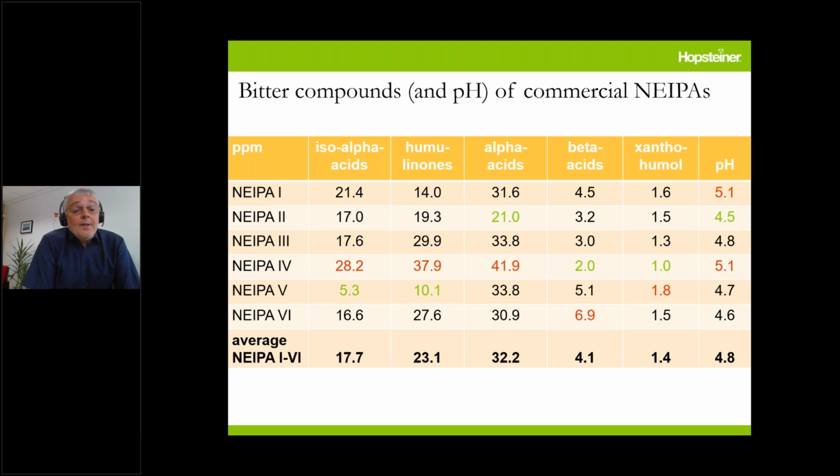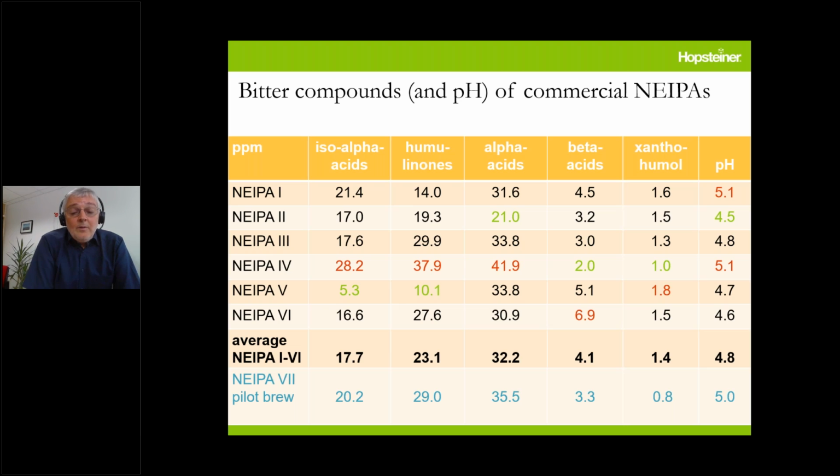In the last line, you see the average value of the 6 commercial samples. And in comparison, this is the composition of the pilot brew New England IPA. And you see we are quite close to the average of the New England IPAs. And so our pilot brew New England IPA can be considered as a typical New England IPA.